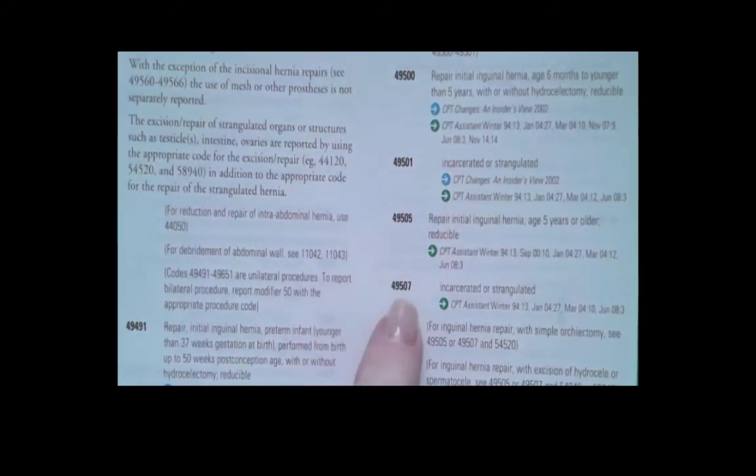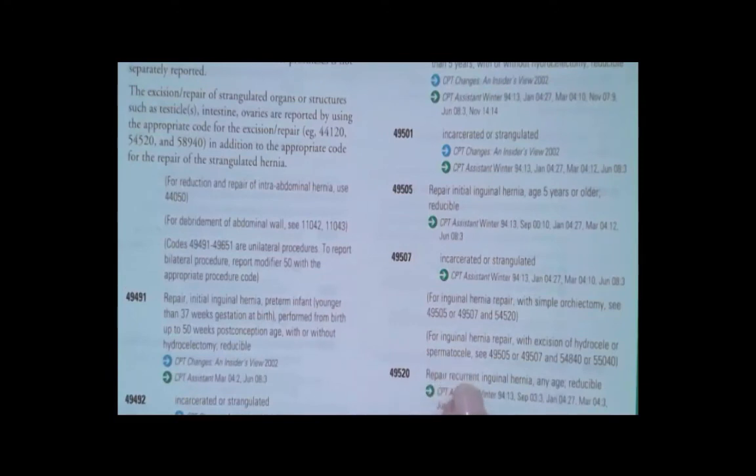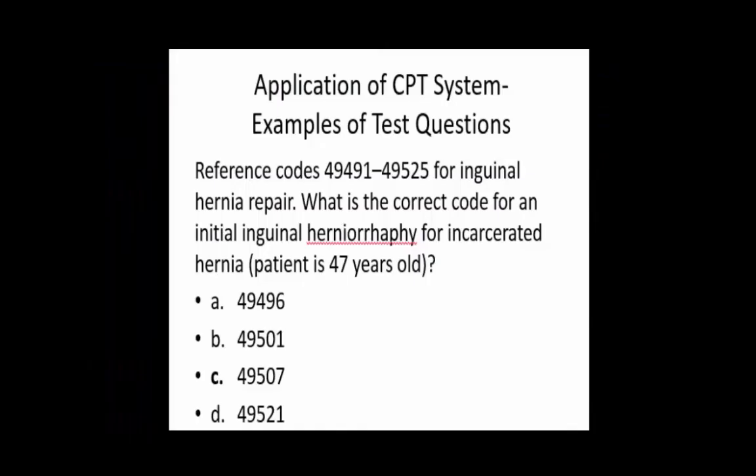So then we go to the code under that one, 49507, and this describes, so this is very close. Repair initial, 5 years or older, incarcerated or strangulated, 49507. You notice that these are all initial. All the codes up to this point are initial inguinal hernias, and this one is a recurrent. So the exercise we are coding was initial. So I'm going to say it's 49507, and here we go. That is the correct answer.